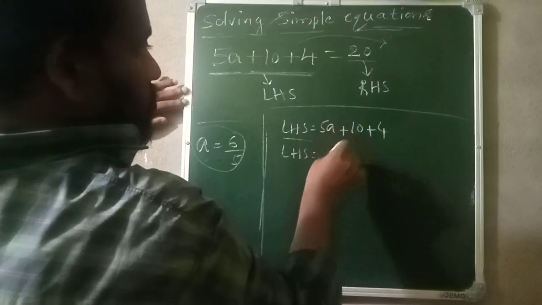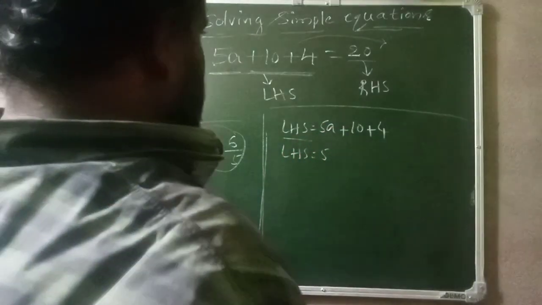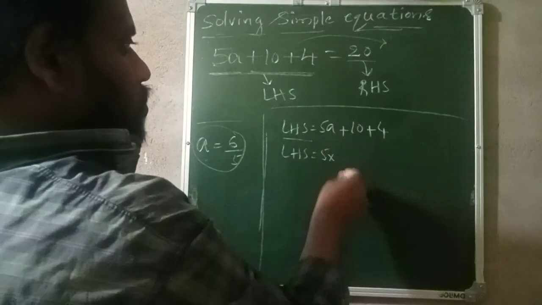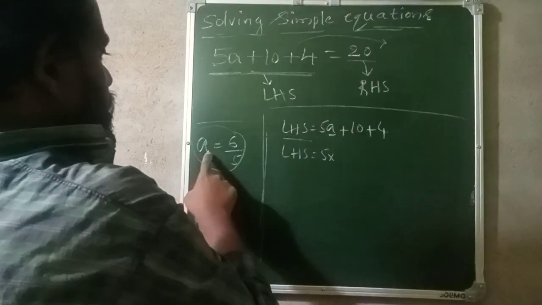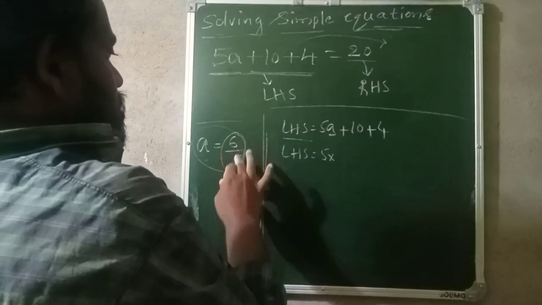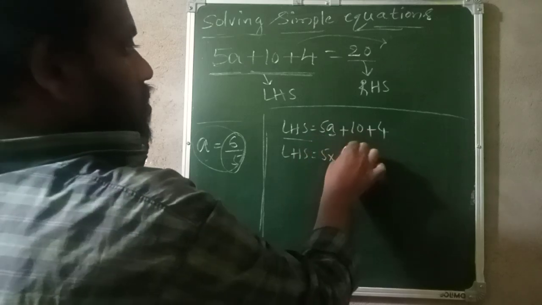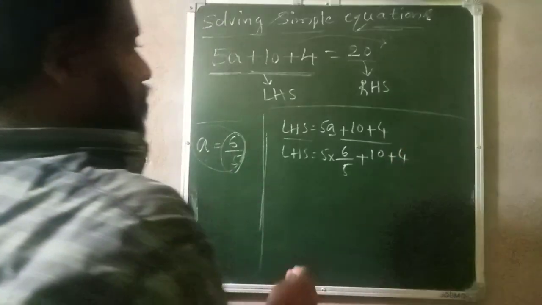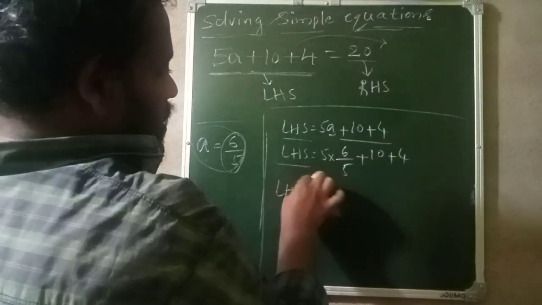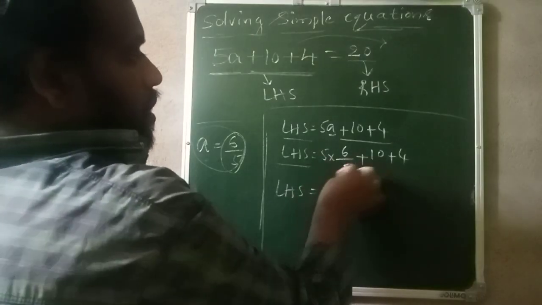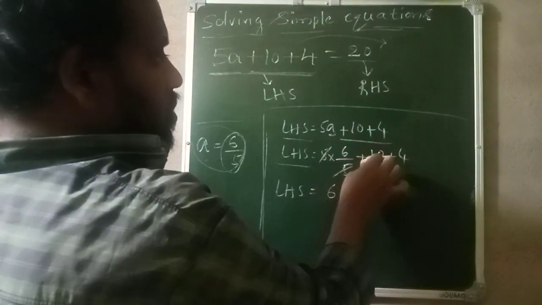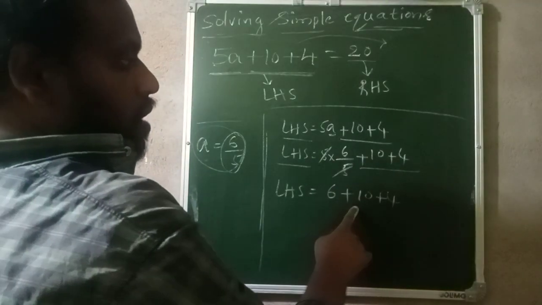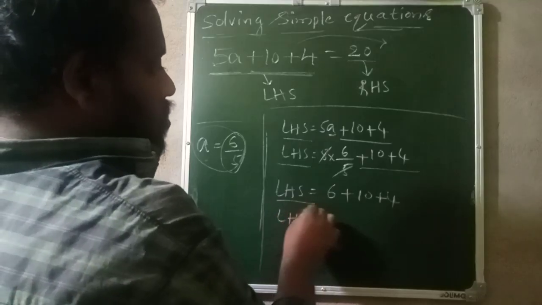Next step, LHS is equal to 5, write as it is. 5a is like 5 into a, so after 5 I will put into. Now substitute the value for a. a is equal to 6 by 5, so I will write 6 by 5 in place of a. Next write plus 10 plus 4 as it is. Now LHS is equal to, because of the multiplication you can cancel 5, and 6 is left, plus 10 plus 4.